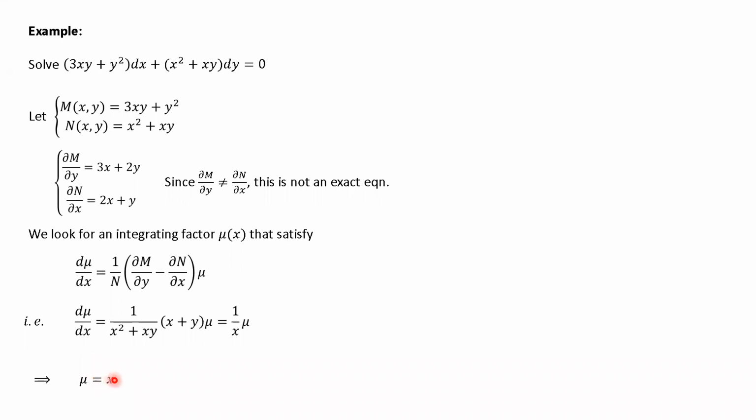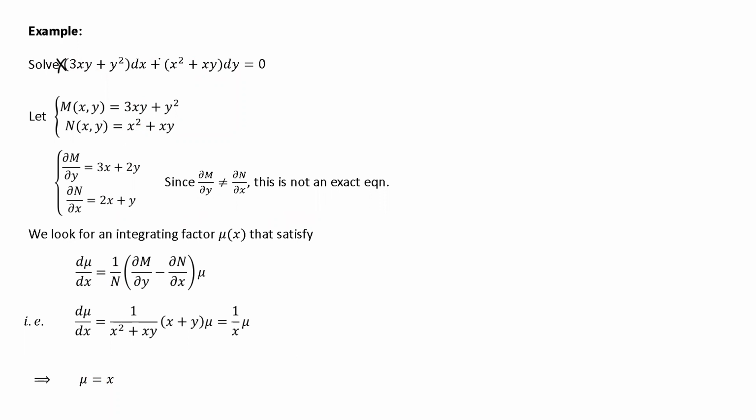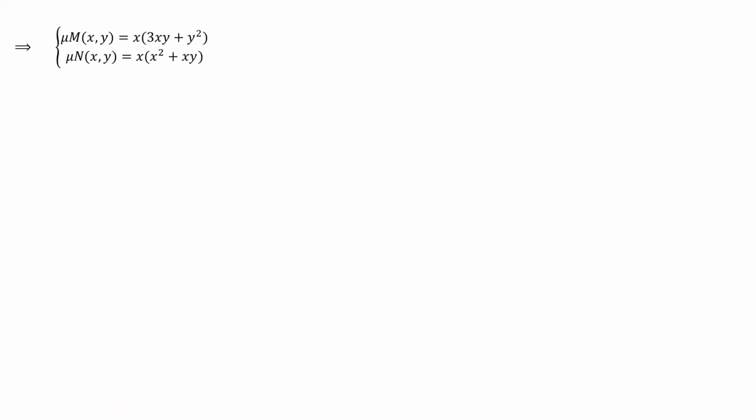So what does that mean? Again, think back. That means this one is not an exact equation, but this one will be an exact equation. So that's the key. So then let's take a look. After I've applied this mu to the equation, this mu M is this one times x, and this mu N is this one times x.